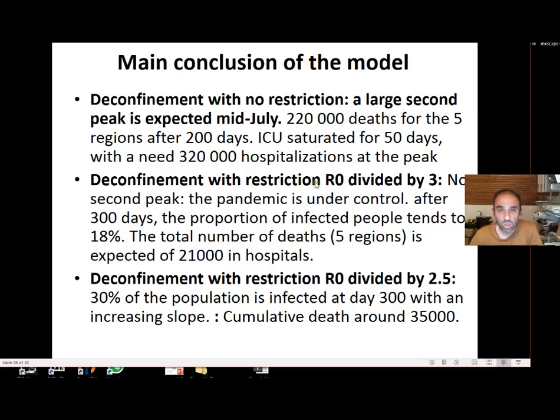The deconfinement with restriction, so when R0 is divided by 3, no second peak, the pandemic is under control after 300 days. The proportion of the infected population tends to 18%. And the total number of deaths for these 5 regions is about 20,000 in hospitals. If we move to 2.5, then instead of 18%, we have 30% of the population infected in 30 days, with an increasing slope, and cumulative deaths around 35,000.